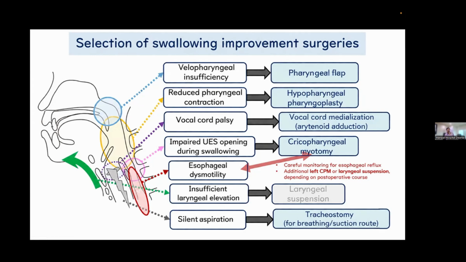And for silent aspiration, ultimately, if the patient is having aspiration and you have done these surgeries and still the patient is having aspiration, there is no other option available than tracheostomy. So you have to do a tracheostomy to prevent aspiration. And many of these patients can have severe aspiration and can lead to death, right?